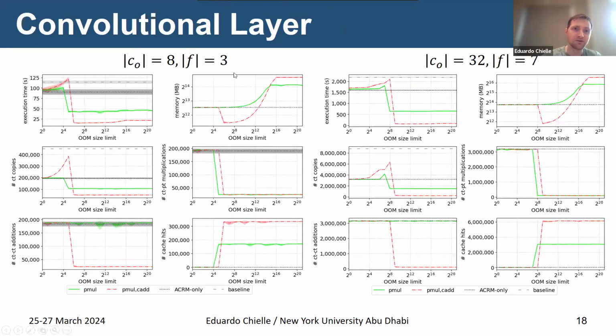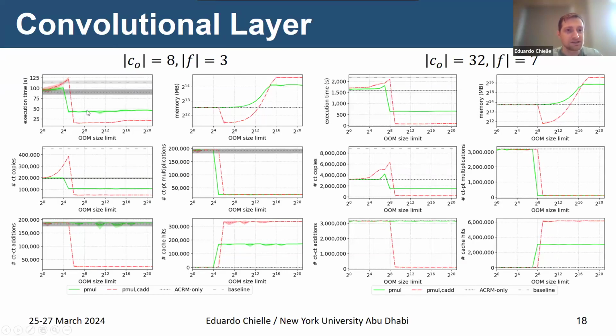In the case of the convolutional layer, we also have two cases, one with 8 channel outputs and a filter size of 3, and the other with 32 channel outputs and a filter size of 7. Here again, we see the baseline and the reference module only. We see that the reference module is also faster in both cases, and it's for the same reason: it reduces the number of ciphertext copies.